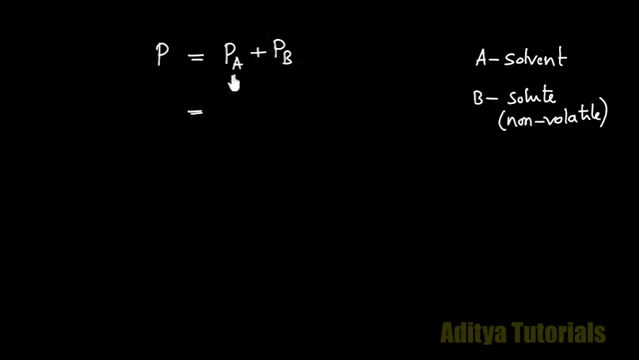Now partial pressure of solvent can be given by the partial pressure of solvent in its purest form multiplied by its mole fraction, that is χA, plus the partial pressure of B. You should note here that when there is a non-volatile solute, meaning any solid particle if you take, the vapor pressure of that solid is taken as 0. It does not have any vapor pressure, students. Assume that.